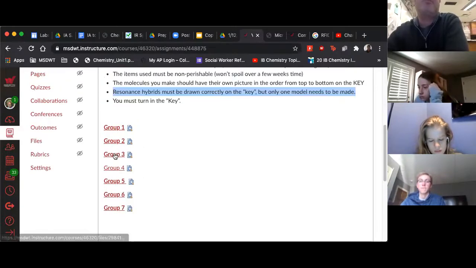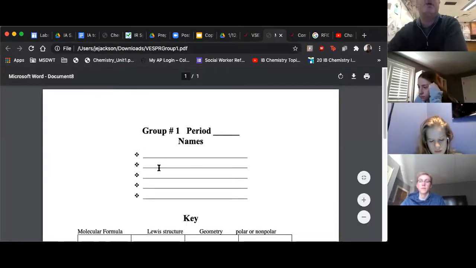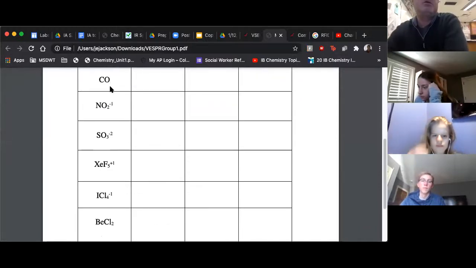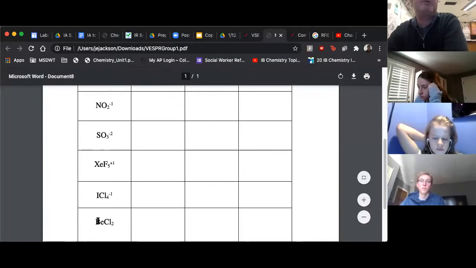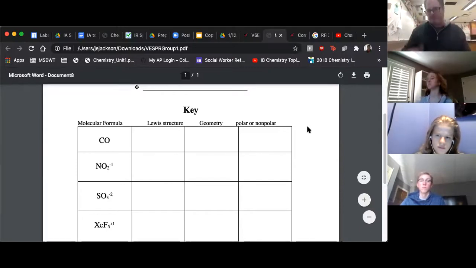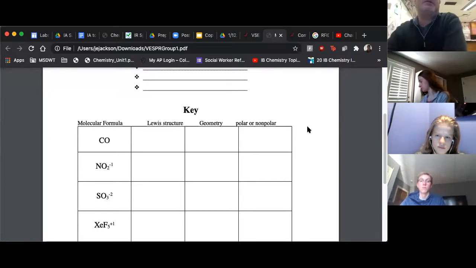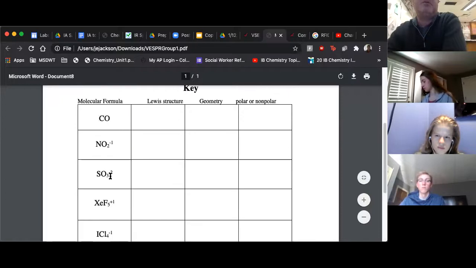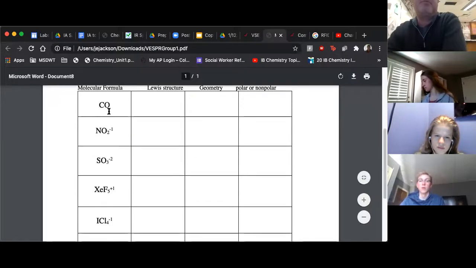So if we pick group 3 or group 1 here, each group has their own 6. So this is group 1's 6 different molecules they need to make. You draw the Lewis structure in this box. You give the geometry and the angles in this box. You tell whether it's polar or non-polar in this box, and then you build the actual model. Easy enough. So that means that you would attach to this file 6 pictures of the different models, and they would be ordered by carbon monoxide, and then this nitrate ion, nitrite ion and the sulfite ion.